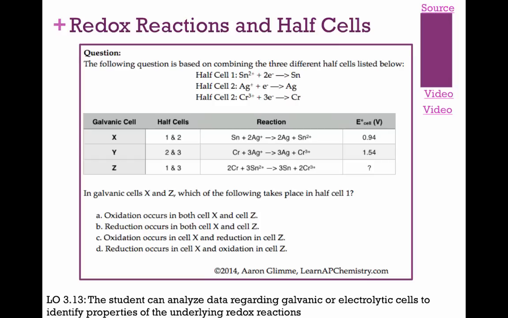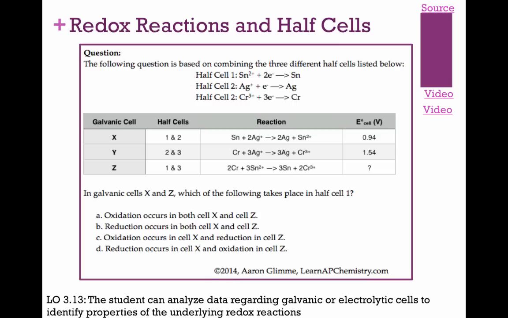Okay, so then redox reactions and half cells. So here's another one. In galvanic cells, X and Z, which of the following takes place in half cell 1? So here's half cell 1, right? Here we have half cell 1. It's the tin half cell.